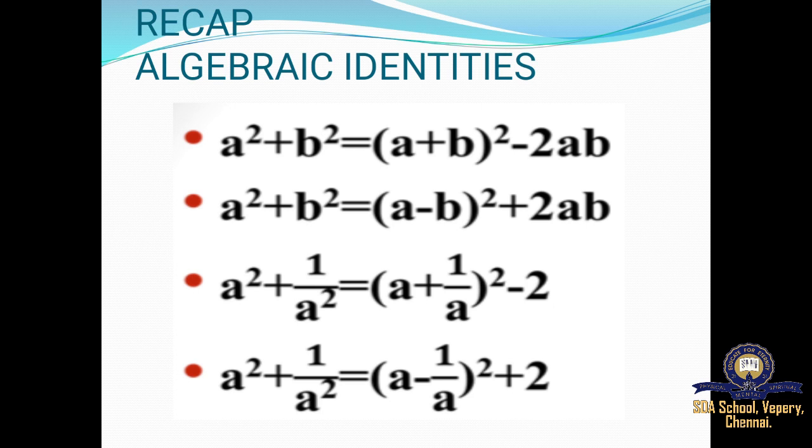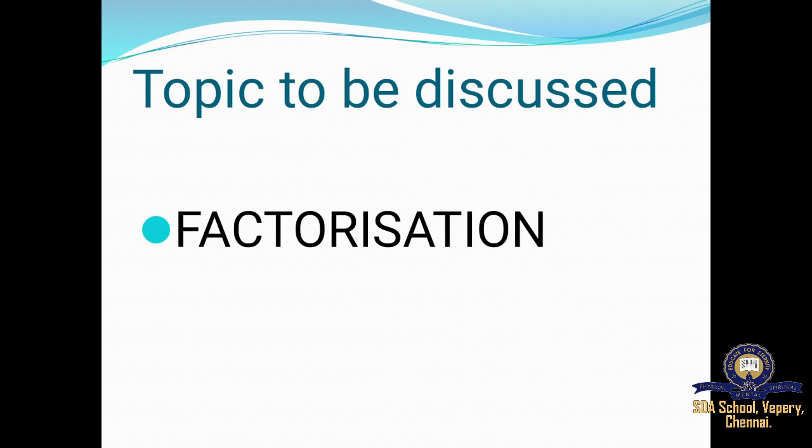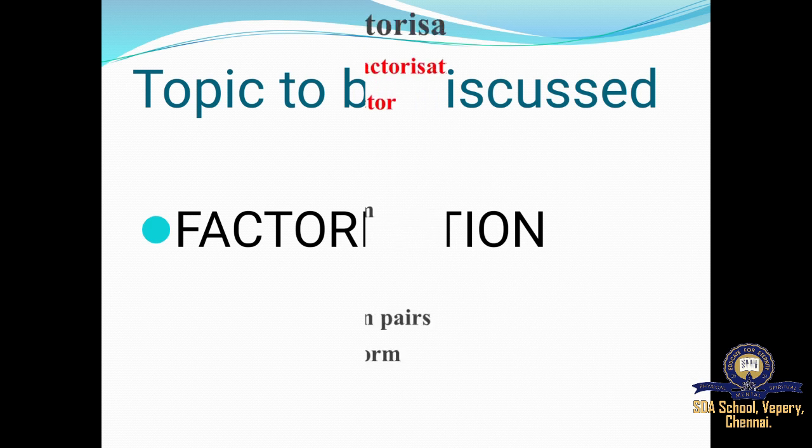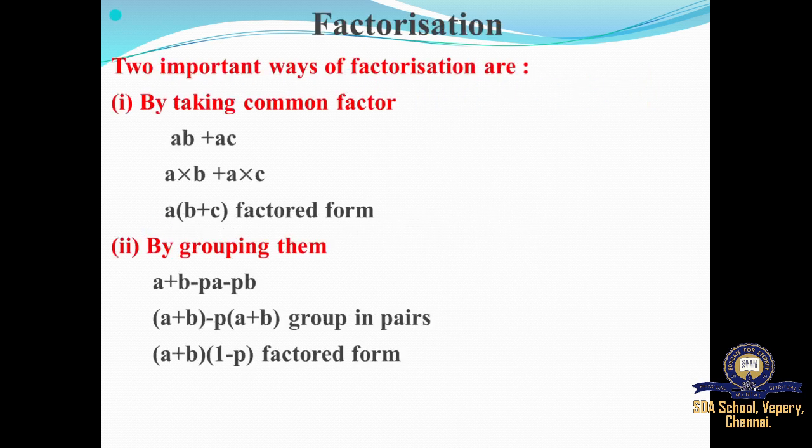In the previous class, we have learned about how to solve sums based on algebraic identities. So these are the list of algebraic identities. In today's class, we will be discussing factorization. So we will be solving sums based on factorization. So how do you factorize? There are two ways to factorize, either by taking common factor out or by grouping them.